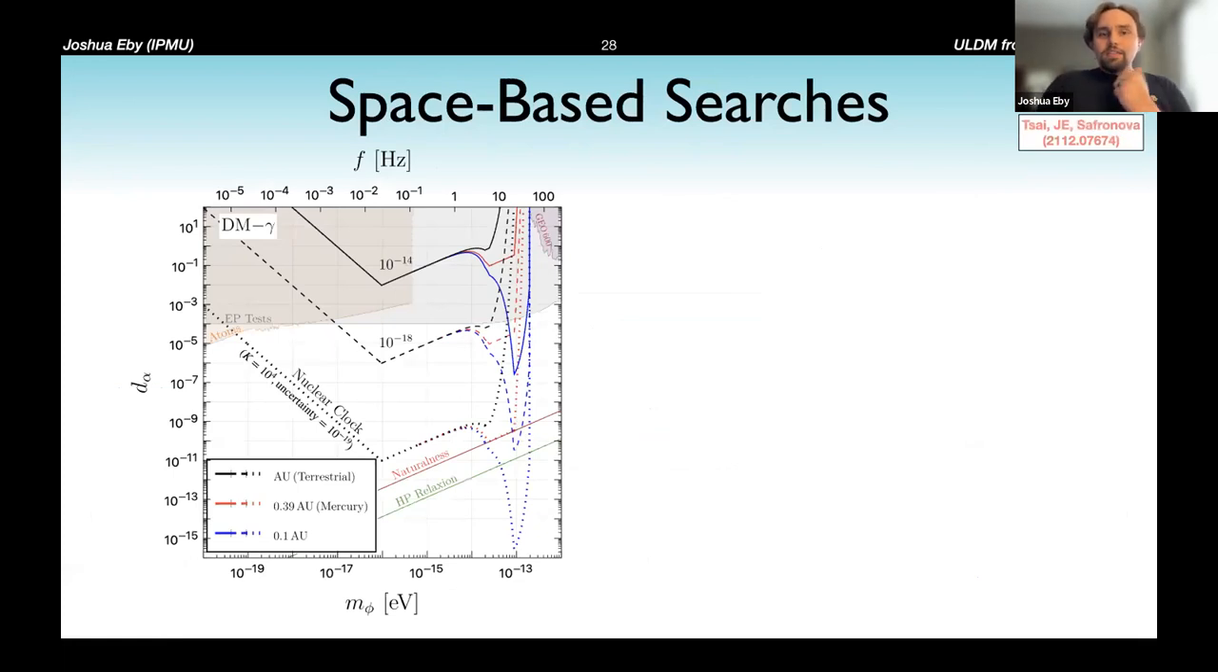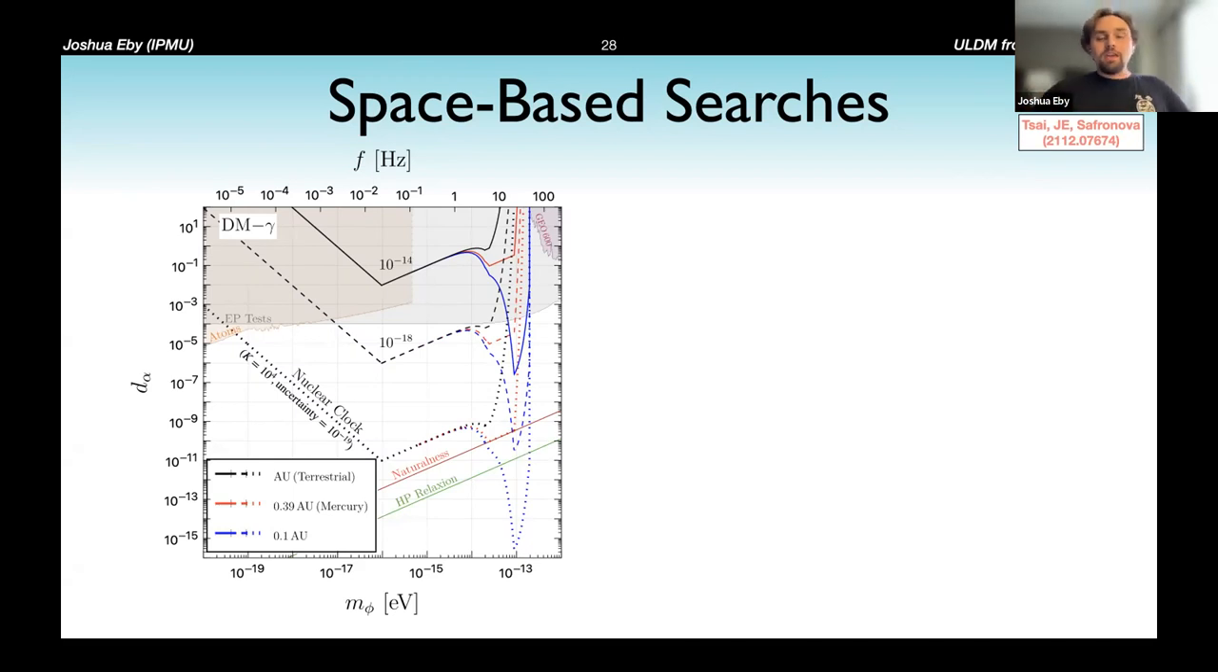So at the end of the day, this is what the potential sensitivity looks like for, again, maximizing this solar halo density, but at different positions in the solar system. The black lines correspond to the terrestrial searches that I've already told you about. The red line corresponds to probes at the position of Mercury. And the blue lines correspond to 0.1 AU, which, by the way, is still a factor of two farther from the sun than Parker Solar Probe is right now. Of course, this is optimistic, but it's conservative in that specific sense.